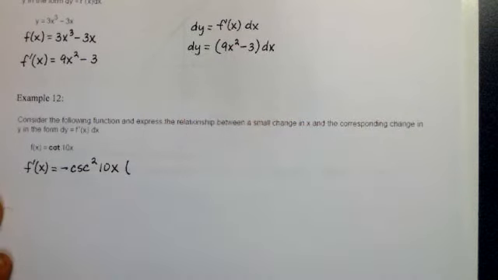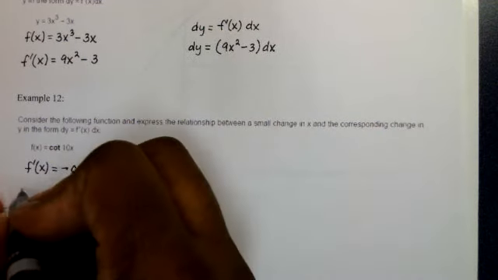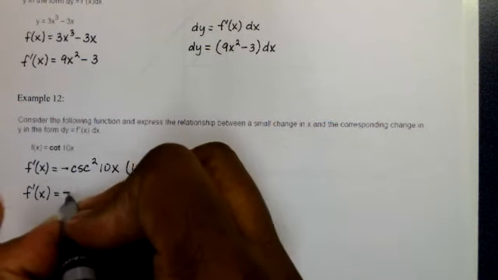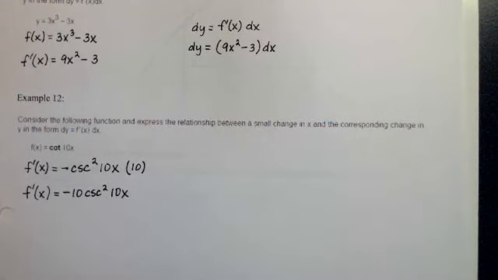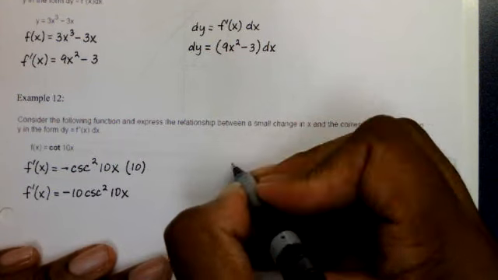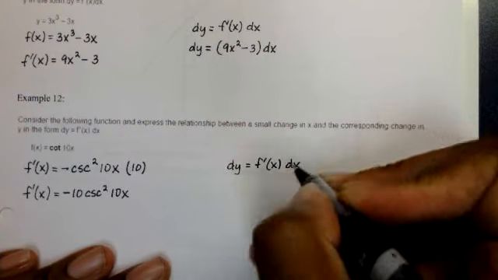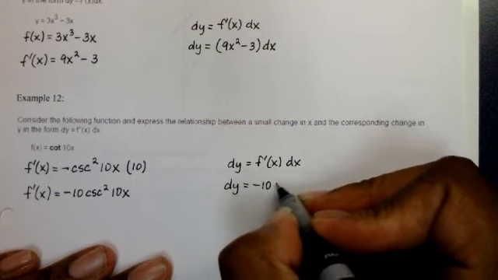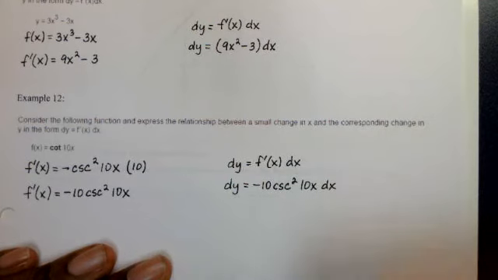And then multiply that by the inside derivative. You have to apply the chain rule here. The derivative of 10x is 10. So if I simplify that, I'll put the 10 in front, so it'll be negative 10 cosecant squared 10x. Right? And in the form dy is equal to f prime of x dx, that would mean dy is equal to, well, f prime of x is going to be that negative 10 times the cosecant squared of 10x times dx.